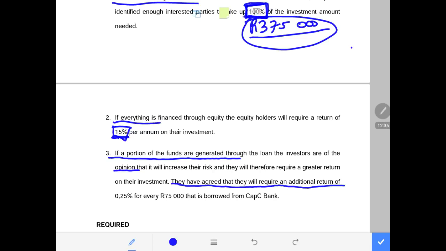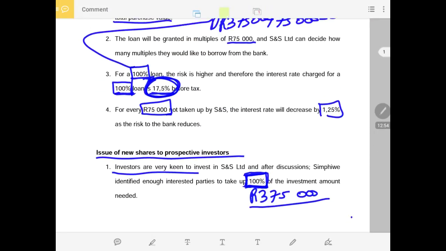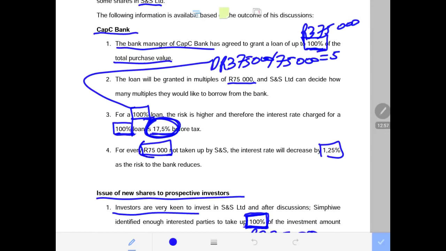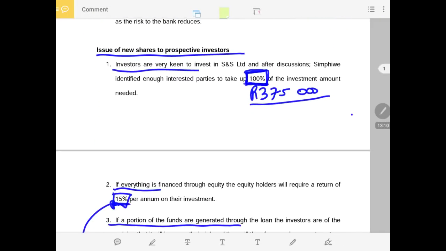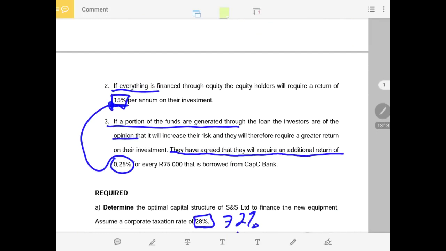Meaning for every amount of 75,000 that is not funded through equity, there will be an additional 0.25 added on the return that the prospective investors expect on their investment. On the other hand, from the bank's perspective, for every 75,000 that is not taken from the bank, the interest will decrease by 1.25, meaning decreasing that 17.5%. However, with regard to the issue of shares being equity, it is the other way around.